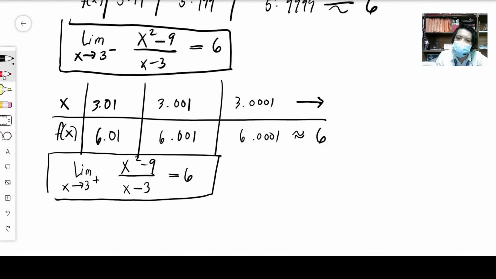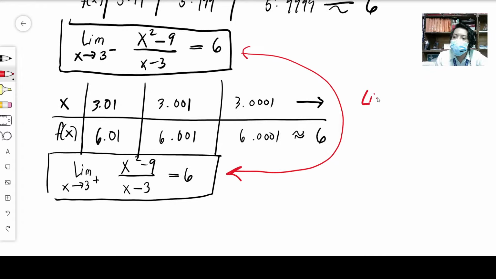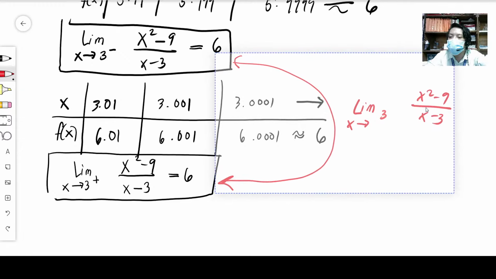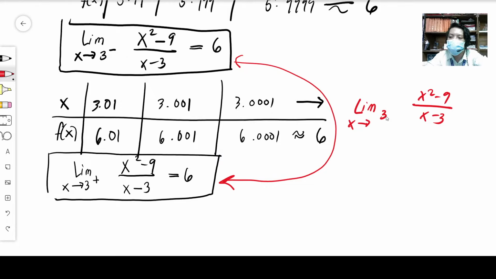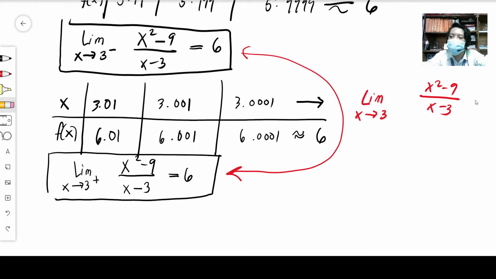They are equal, right? This is the left-hand limit, and this is the right-hand limit. Both are equal to 6. So that means the limit of x squared minus 9 over x minus 3 as x approaches 3 is equal to, wait. Oops, what happened? Let me erase this one. Let me rewrite it.